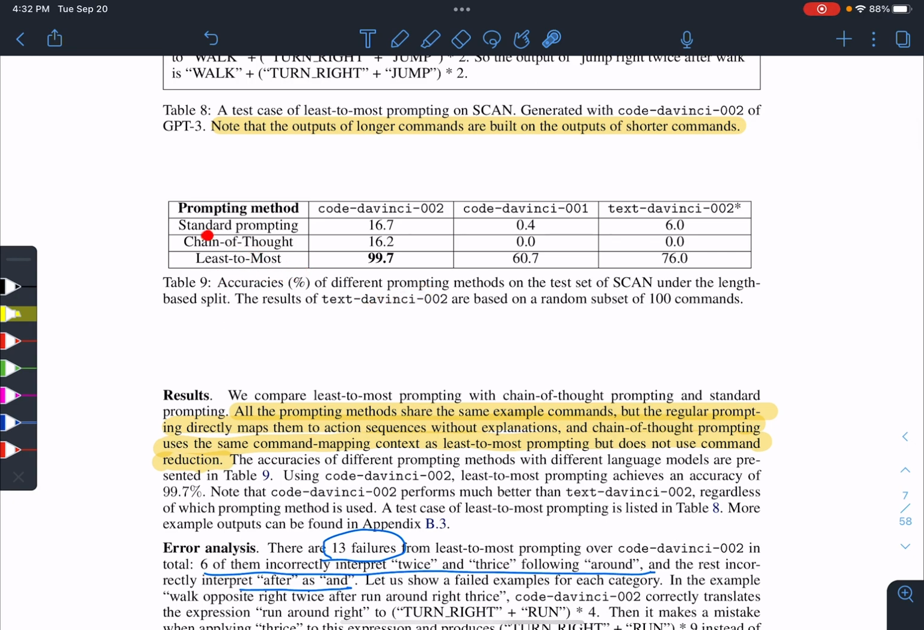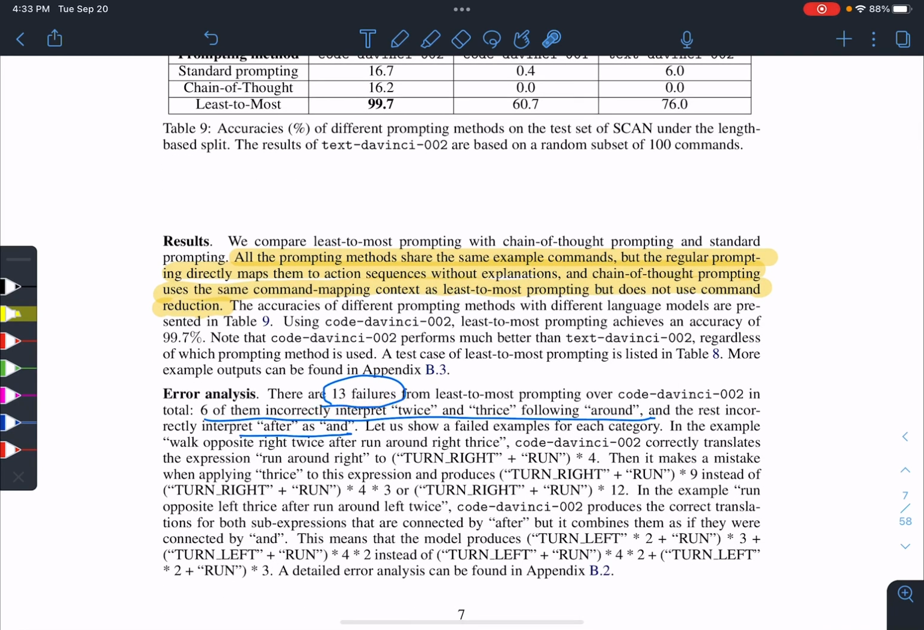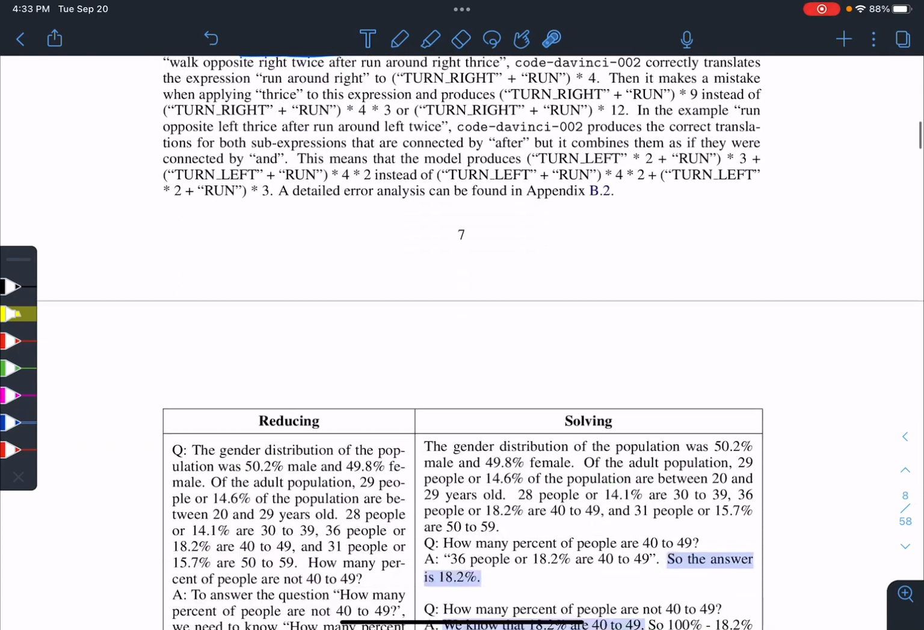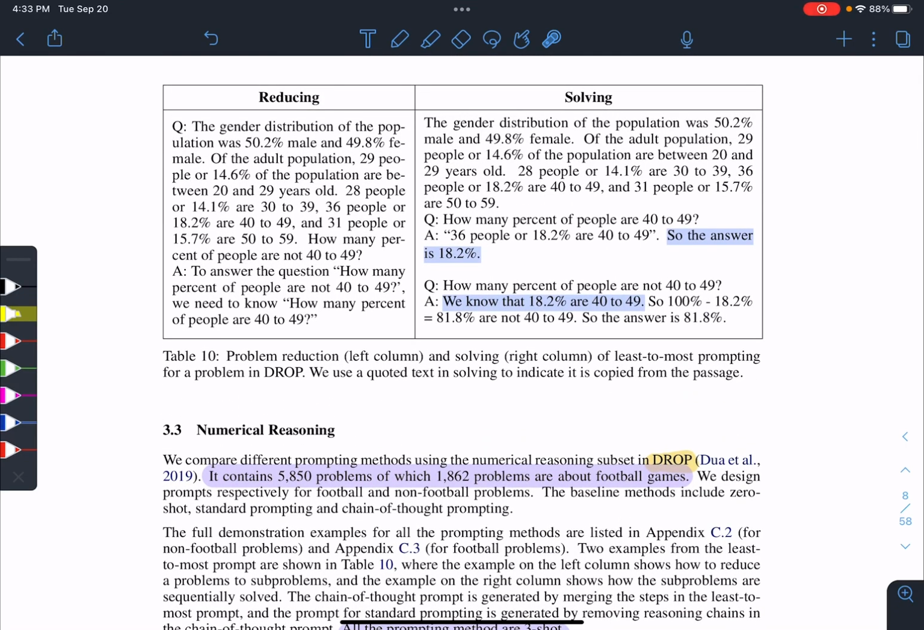Again, if you see here, standard prompting doesn't work, chain of thought doesn't work much, and least-to-most prompting actually gives a very good result, which is a huge difference, right? Again, there are some errors. The model is sometimes confused between twice and thrice, and it also interprets 'after' as 'and'. So there are some errors which they documented.